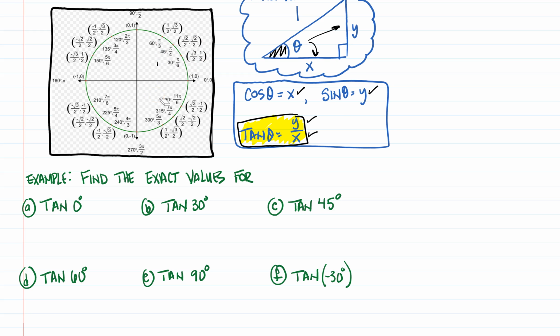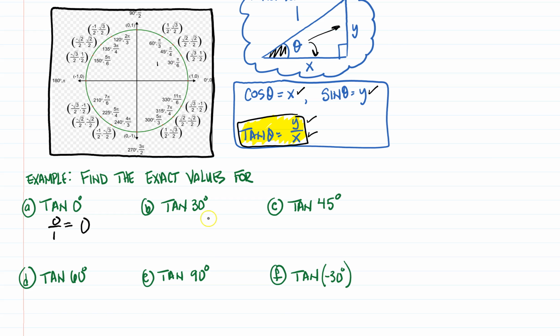These are the important ones, the ones down here in green. So let's find the example for the tangent of 0. So here's 0 degrees. Remember, we want the y value over the x value. So the y value is 0, the x value is 1, so therefore the tangent of 0 must be 0.